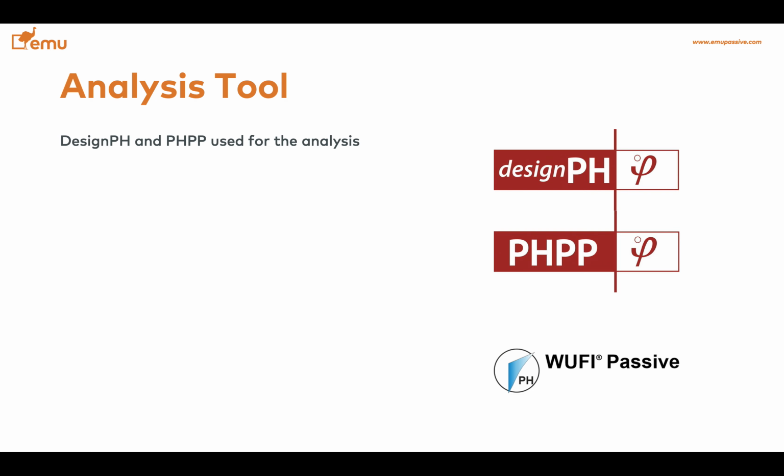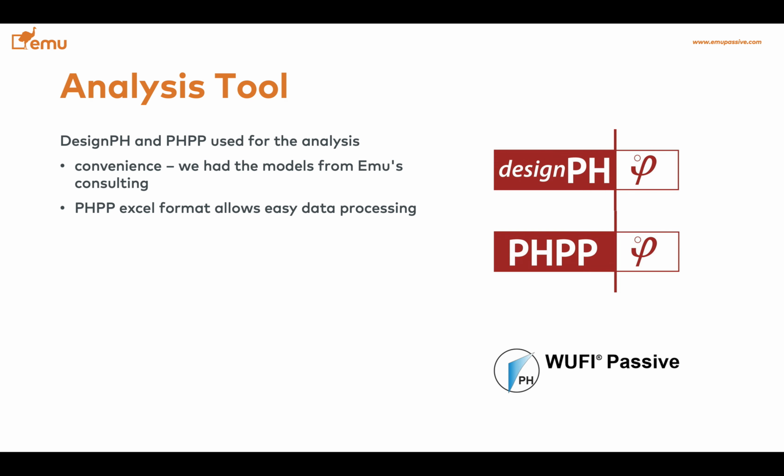to then be exported into the Passive House Planning Package, which is the main energy modeling tool developed by the same PHI. We chose that out of convenience. We already had those models set up from Emu Consulting. These are actual projects that we model for project teams. So we took them, we selected 50 to be representative of different climate zones, but we already had that information. Plus, PHPP is an Excel file, so that format allows for very easy processing of data for the purposes of this study.